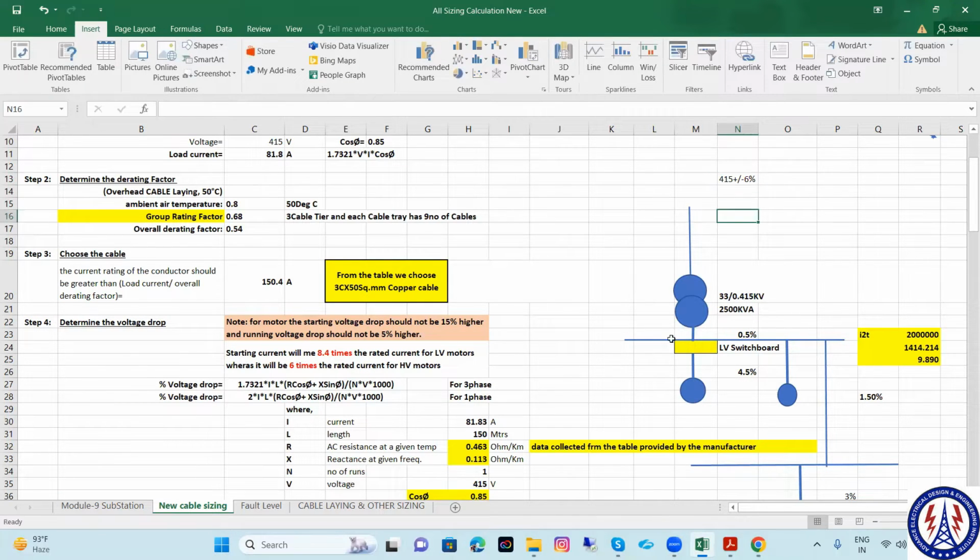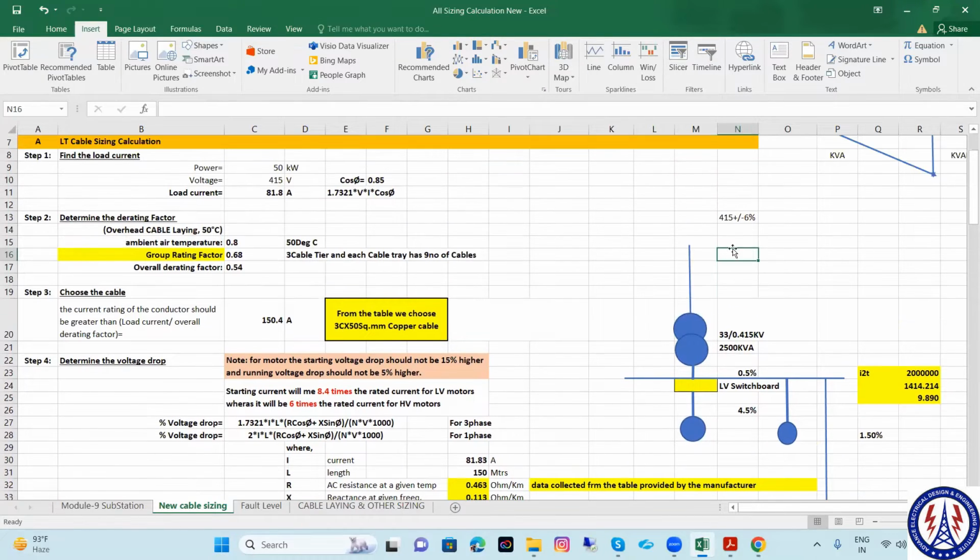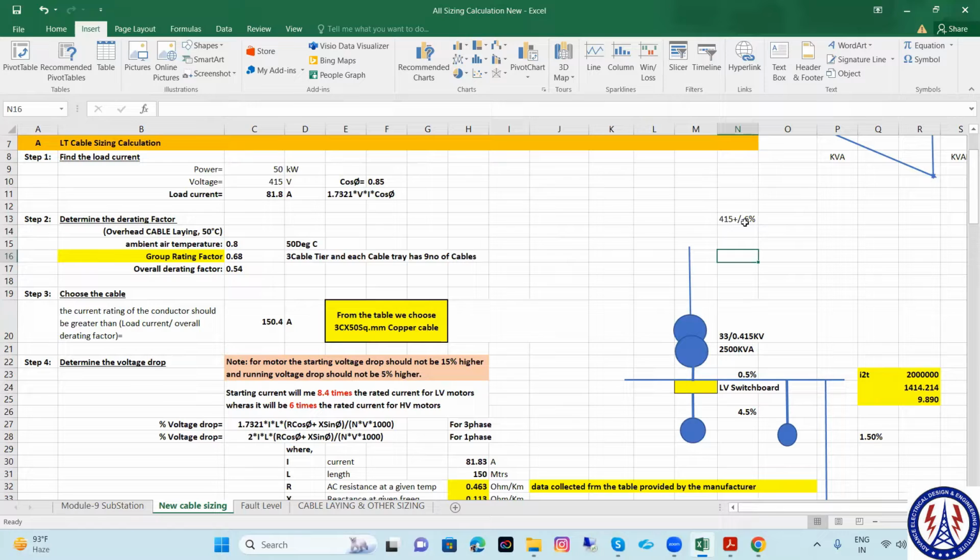Okay, sir. It means your cable should be able to supply. So that's why this standard has become a general practice, but it is coming from here.